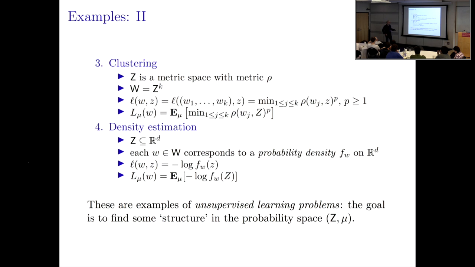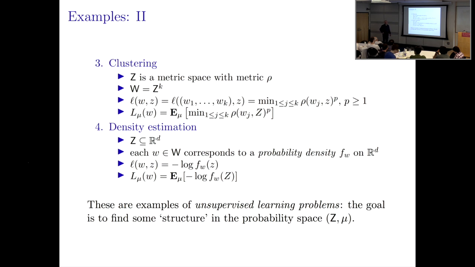But this is a basic idea, and the loss that you incur, now this is your point Z, and you say, okay, this is the probability density value at my chosen W for Z, and you pay negative log of that. And so the loss is just the expected value of this, which you could relate to differential entropy if you wanted to. But these two examples are examples of unsupervised learning.